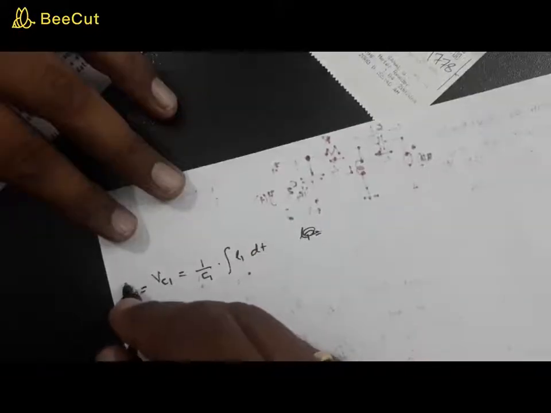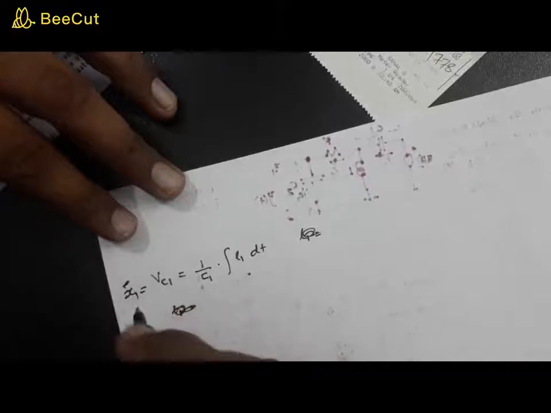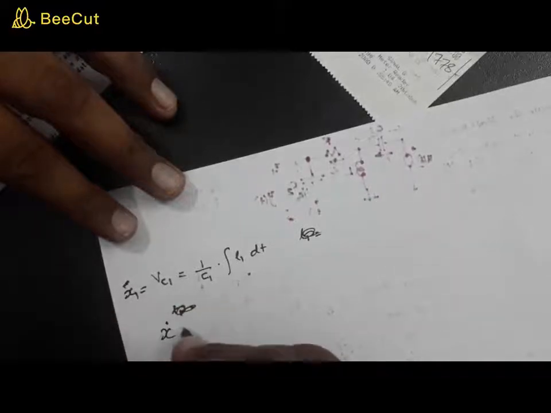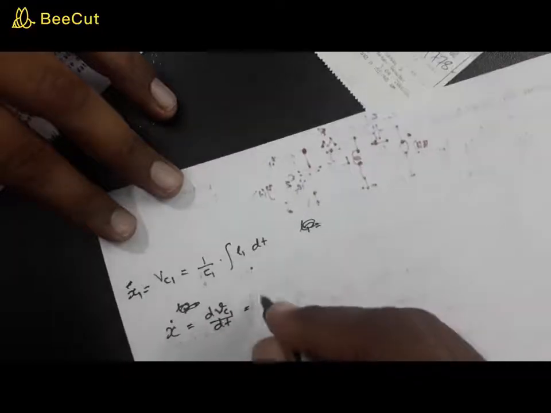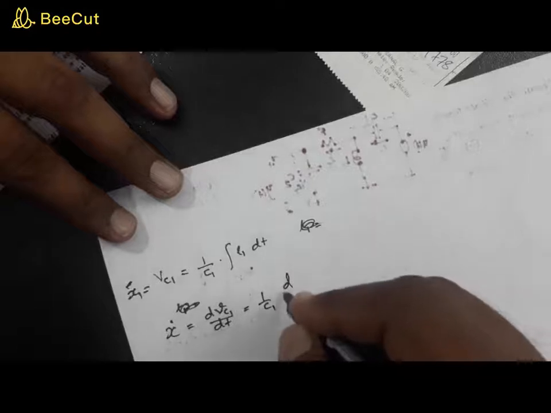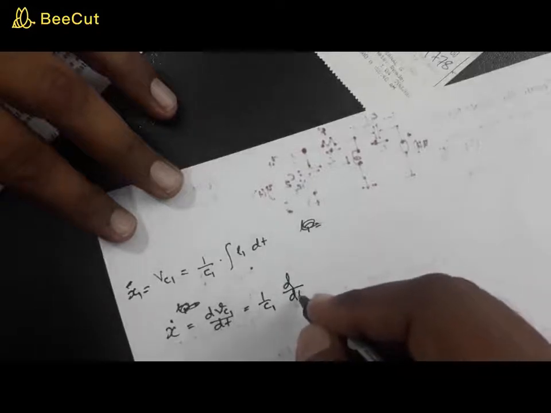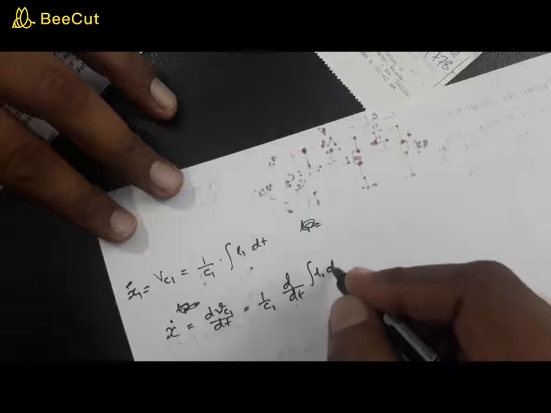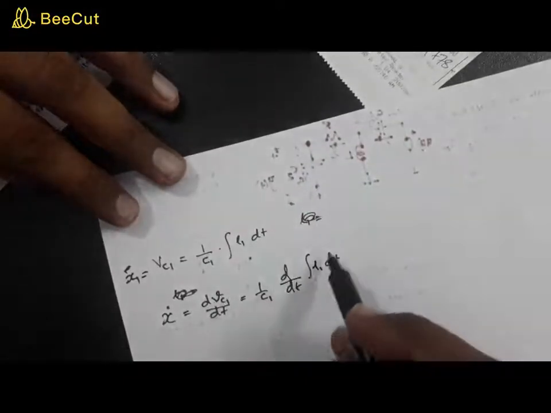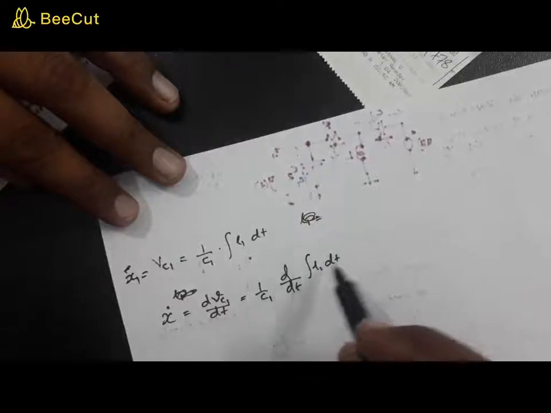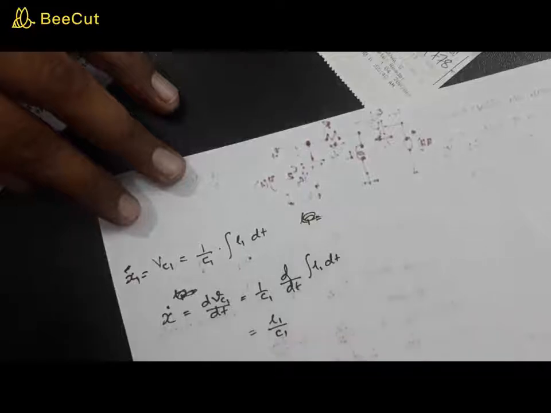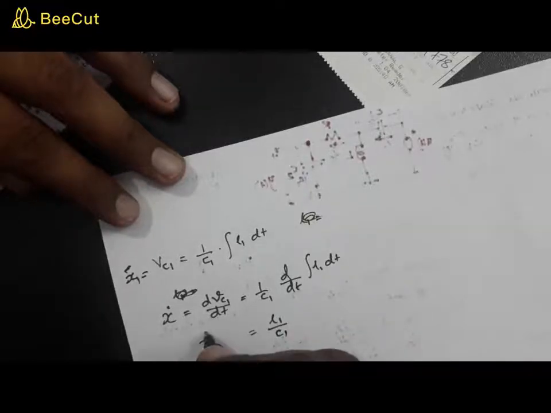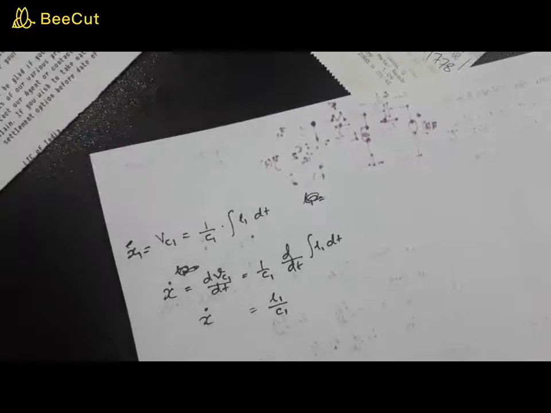Now you want x1 dot, right? This is your x1. Now if you want x1 dot, you are actually differentiating dVC1 by dt. Now what is the result of this? 1 by C1, the derivative d by dt of integral I1 dt, right? When you differentiate the integration of a function, that is the function itself. So this becomes I1 by C1, right? So x1 dot is equal to I1 by C1.